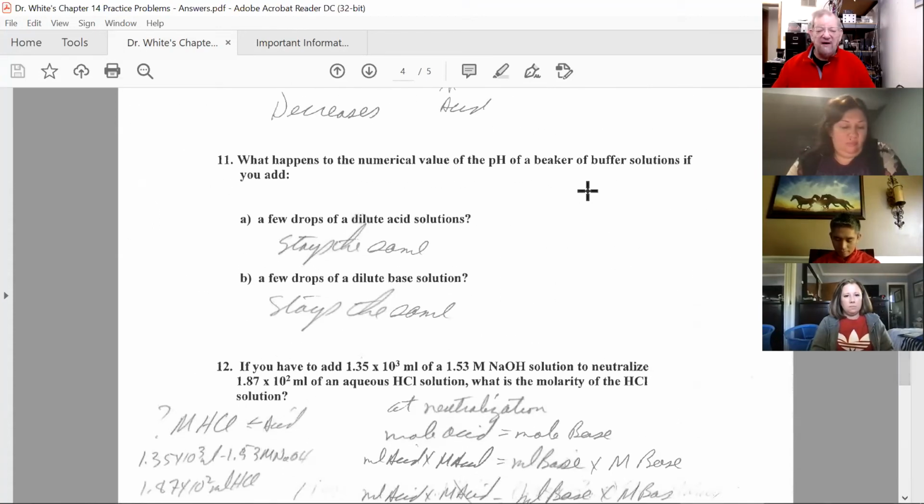And remember, a buffer solution is a special solution that resists change in pH when a small amount of acid or base is added. So if I ask what happens to the numerical value of pH of a beaker of buffer solution if you add a few drops of dilute acid, it stays the same. If you add a few drops of dilute base, it stays the same.